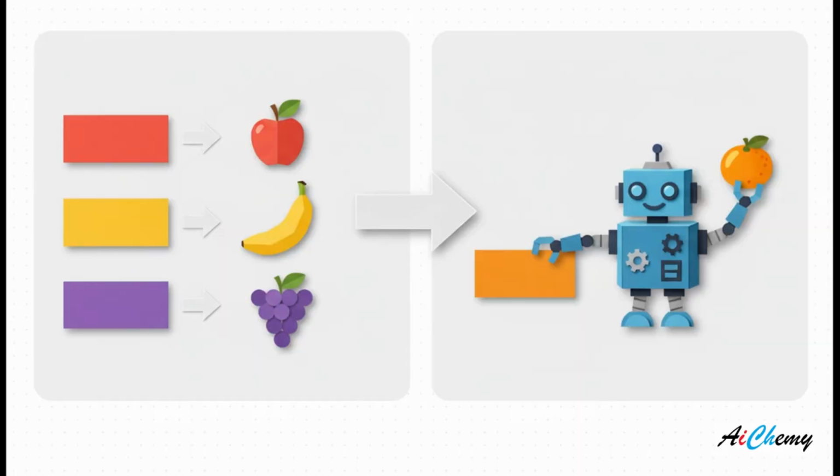Check this out. We set up a little game. Color, arrow, fruit. We give it 3 examples. Red is apple, yellow is banana, purple is grape. Then we just type orange, arrow, and bam, the AI gets it. It sees the pattern and correctly finishes it with orange. We just taught it a brand new rule live.